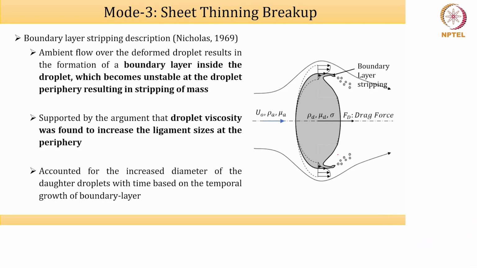Right. This is supported by some of the arguments that the droplet viscosity was found to increase the ligament sizes. It is experimentally observed. Okay. All right. So that is one such condition, that now also the increased diameter of the daughter droplets is based on the temporal growth of this boundary layer. Okay.